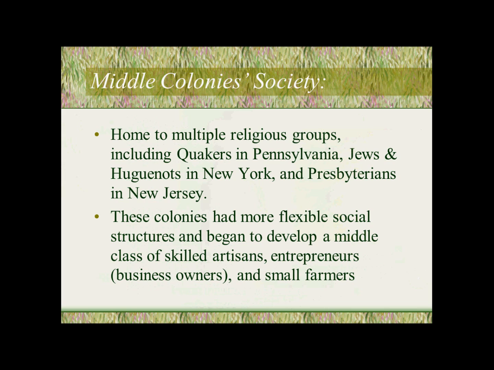They're also home to different groups. We said, in New England, the Puritans are there, and other religious groups too, but they're fairly intolerant. So, differently in the Middle colonies, they're more open to different religious groups. Quakers in Pennsylvania, you find Jews and Huguenots in New York, and Presbyterians in New Jersey. More flexible social structures, and began to develop a middle class of skilled artisans, entrepreneurs, business owners, and small farmers. Easy to remember, there's a middle class in the Middle colonies. And the small businessman kind of appears here too.